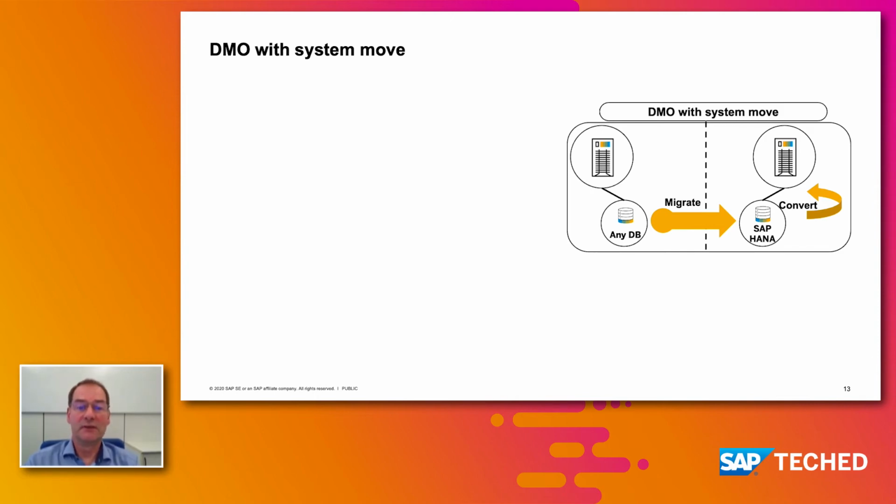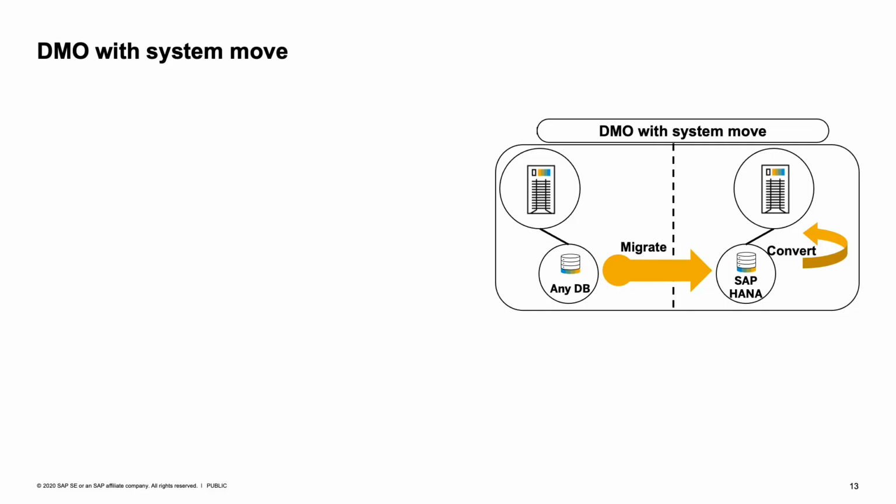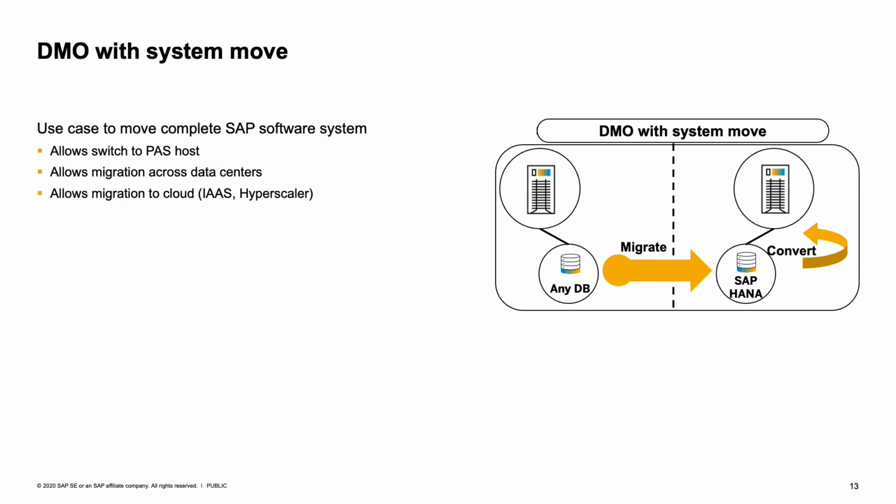You see on this illustration that on the left-hand side, we have the source landscape with the application server level and the source database, which is non-HANA in this case. And on the right-hand side, we have the target landscape with an additional application server as well, hosting the HANA database. The general idea of DMO with system move is to migrate, to convert, and to move the complete system. So the idea of this is to move the complete SAP software system.